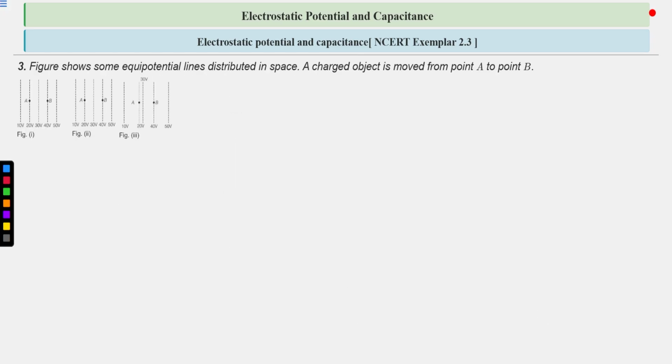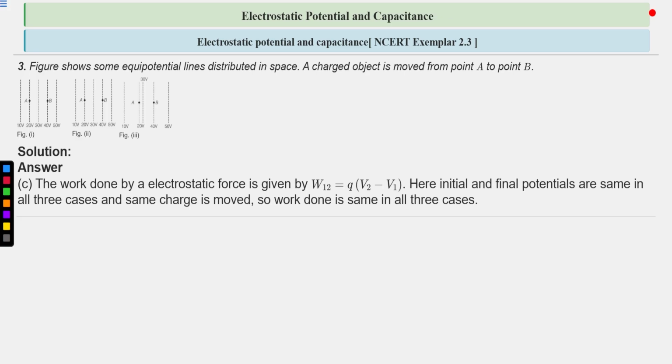So the figure again, 3 figures. Solution: the answer is C. The work done by the electrostatic force W12 equals Q(V2 minus V1). Here the initial and final potentials are the same. So we are only concerned with the magnitude of charge to be moved from A to B. It can be any charge, and the work is proportional to the potential difference between 2 points, which is the same in all 3 questions.